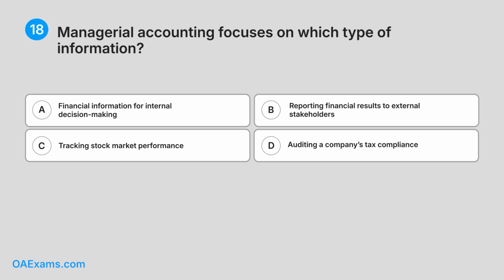18. Managerial accounting focuses on which type of information? A. Financial information for internal decision-making. B. Reporting financial results to external stakeholders. C. Tracking stock market performance. D. Auditing a company's tax compliance. Do you know the answer?